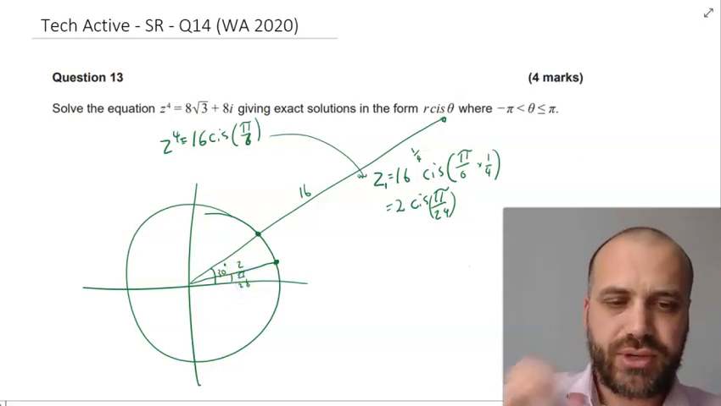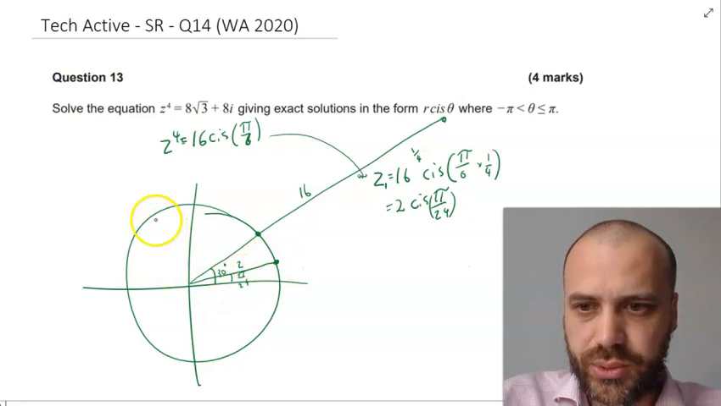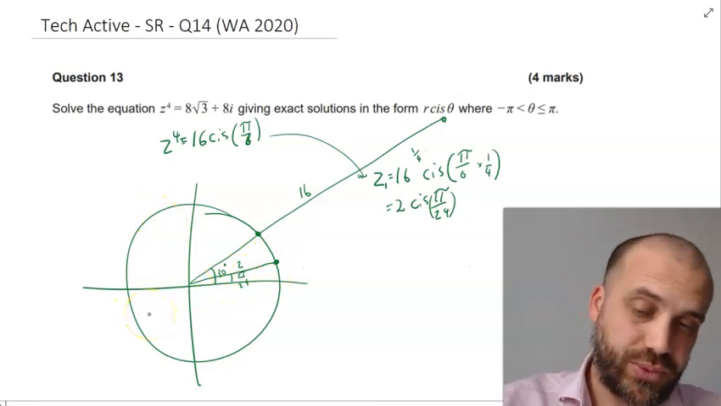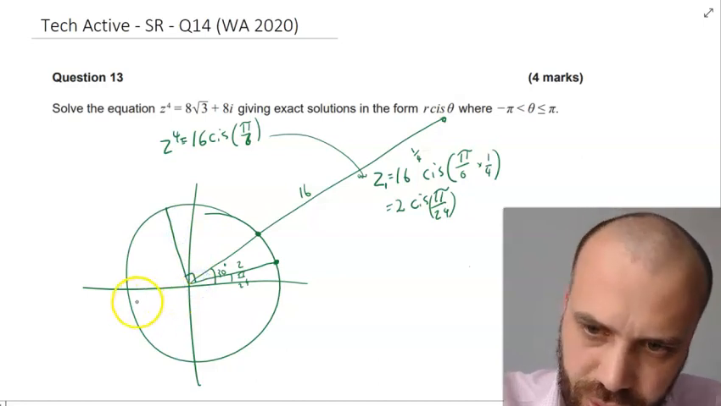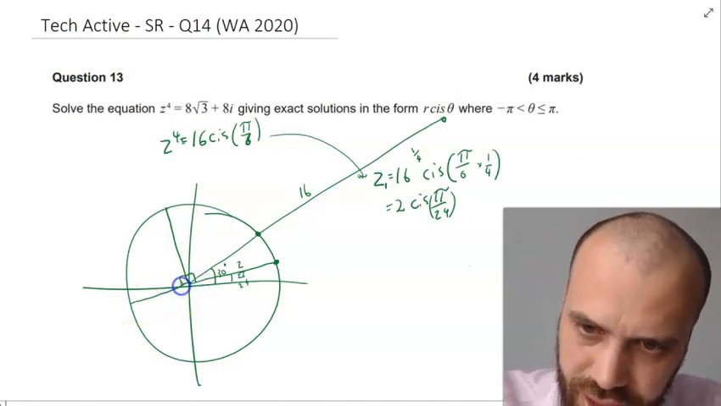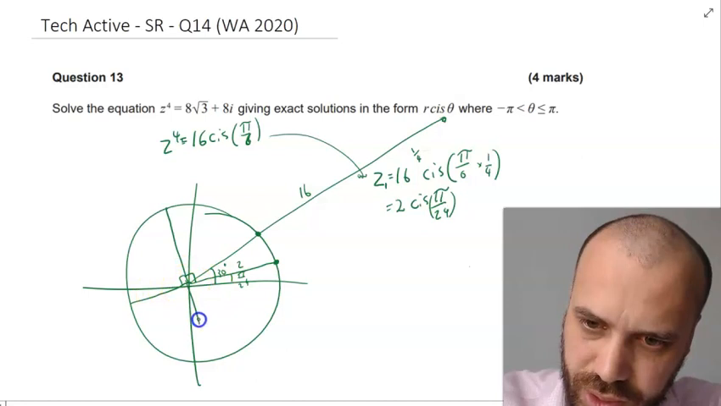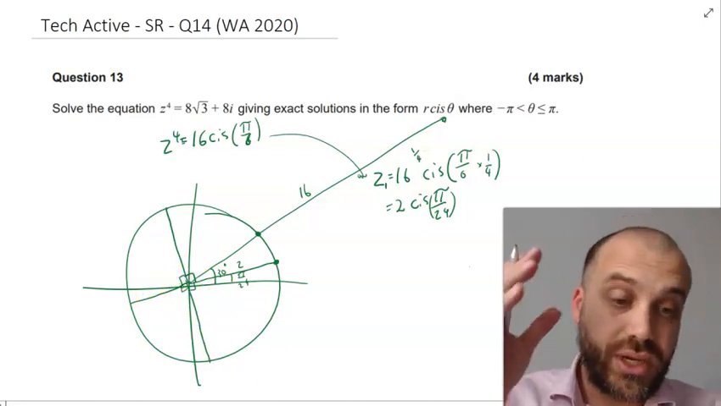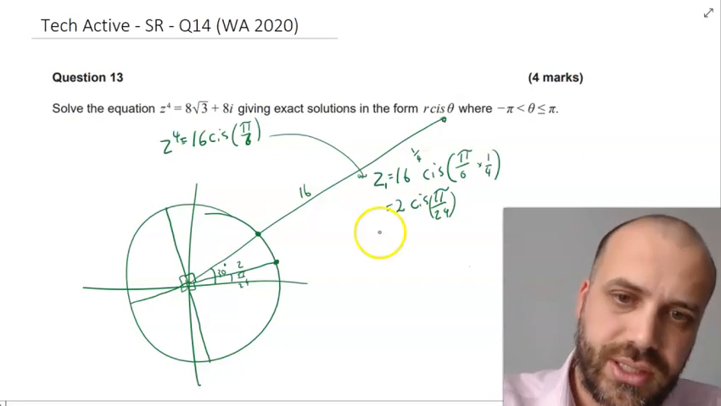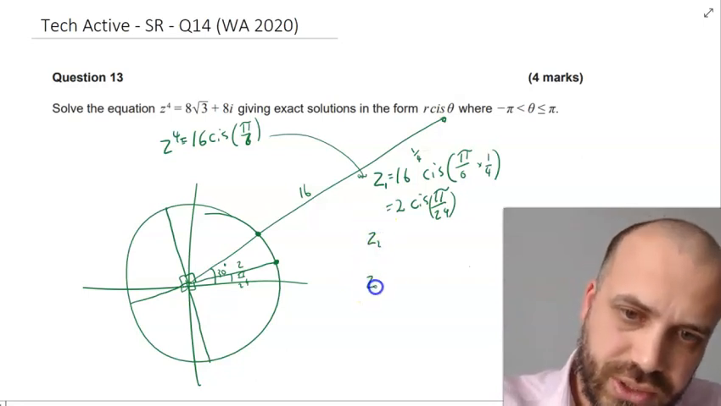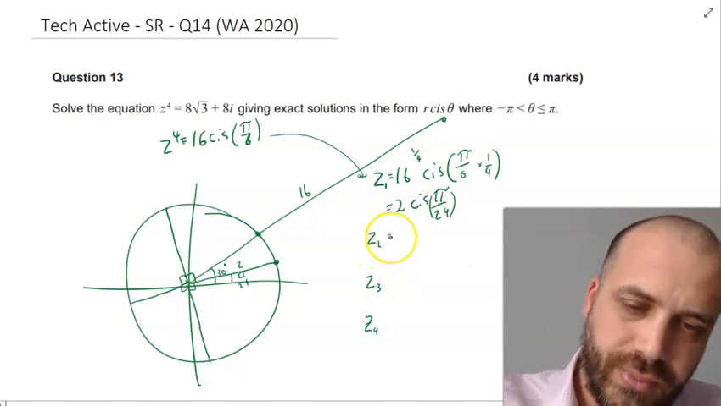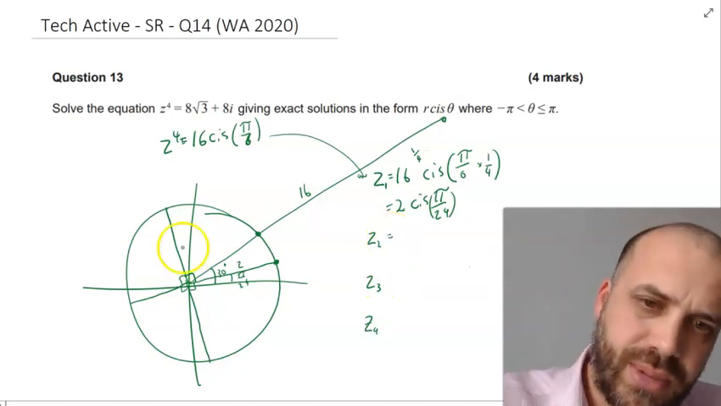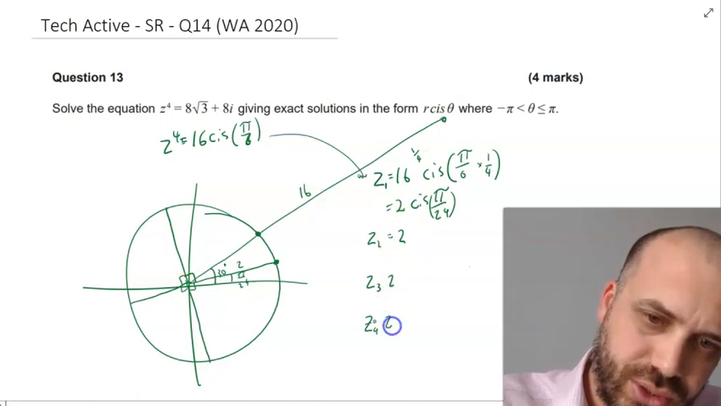Now the other 3 solutions are going to be equally spaced around this circle. That's why I drew a circle. So I've got one solution there, I've got one solution there, straight line across, and I've got one solution there. So they're my 3 other solutions to this. So I've got Z2, I've got Z3, and I've got Z4. So Z2, they've all got the same magnitudes, 2, 2, and 2.